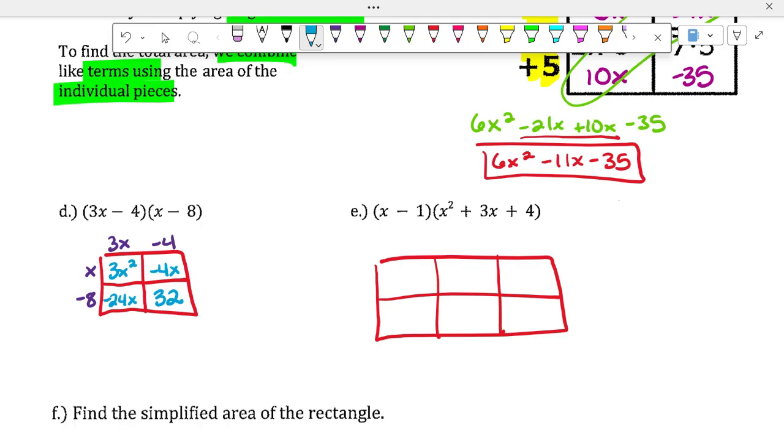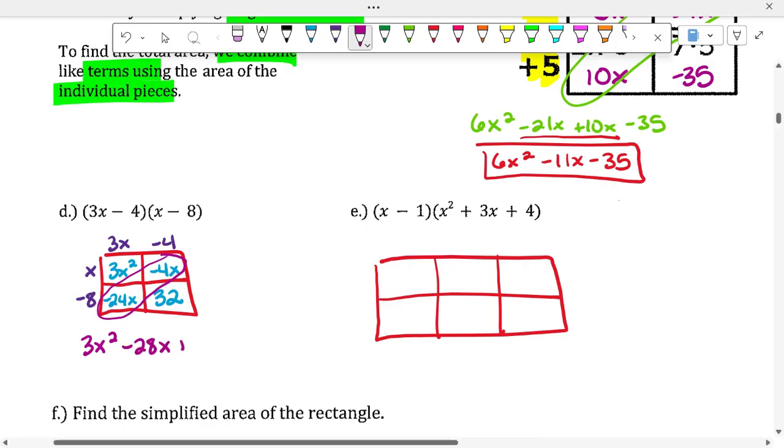Now, we can then pull it all out. And again, a trick is if you don't want to have to rewrite every term and just want to go ahead and pull it out with combining like terms, remember the like terms are usually in the diagonal. So this would be 3x squared. What's negative 24x minus 4x? Negative 28x plus 32.